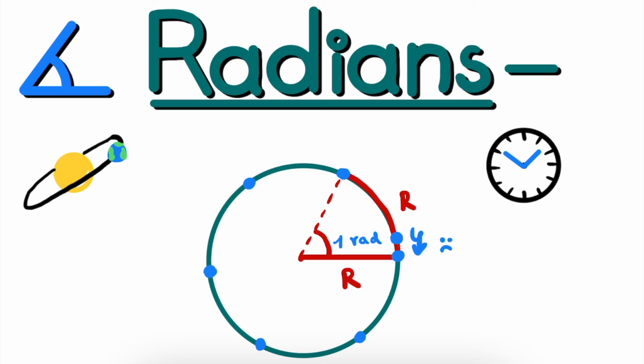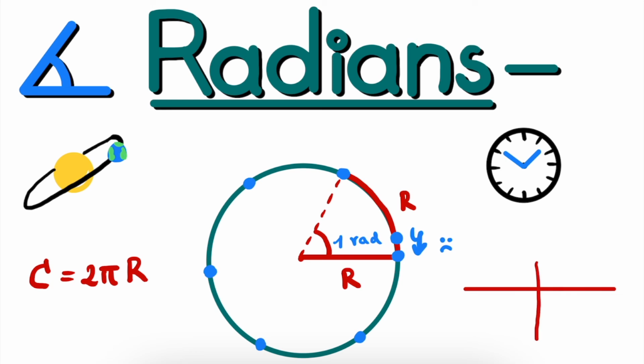This raises the question, how many radians do exactly fit in an entire circle? Or in other words, how many times does the radius of a circle fit inside its circumference? And this, of course, we know. It's exactly 2 pi times, which directly follows from the formula of the circumference of a circle. C is equal to 2 pi times the radius of the circle.